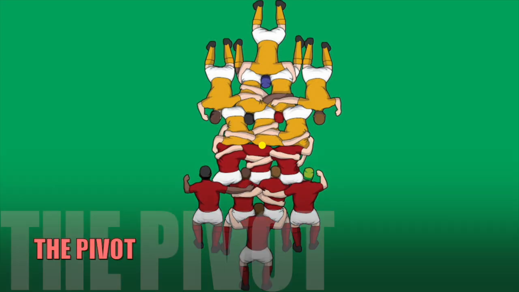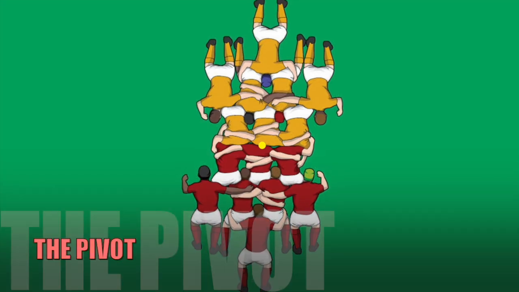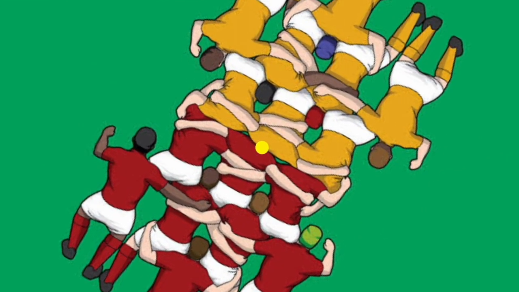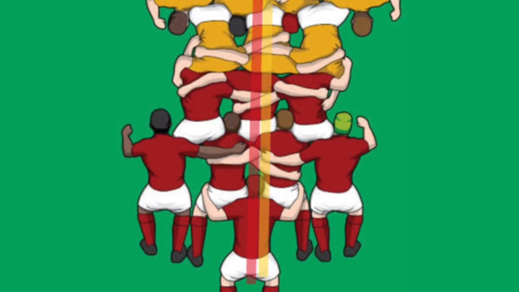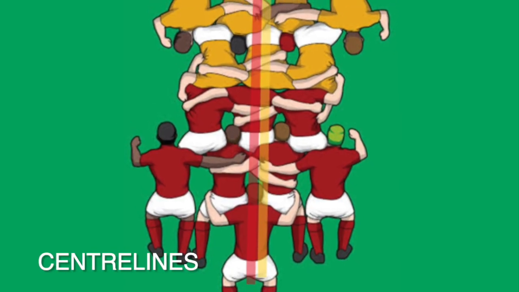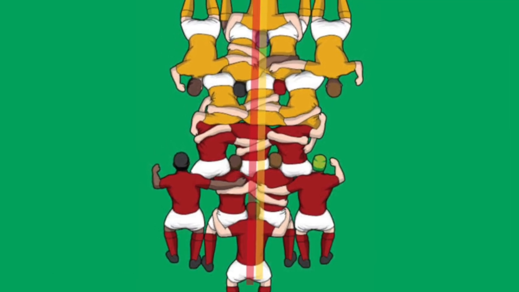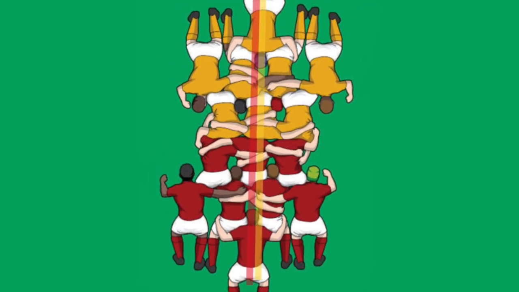Part 2. The scrum pivot. For a couple of reasons, the natural state of scrums is not to go forwards or backwards, it's to pivot. Here's a representation of the centre lines of each scrum. See how the red scrum centre line and the orange scrum's line run directly through the centre of their respective hookers' bodies, showing that the scrums are not aligned.